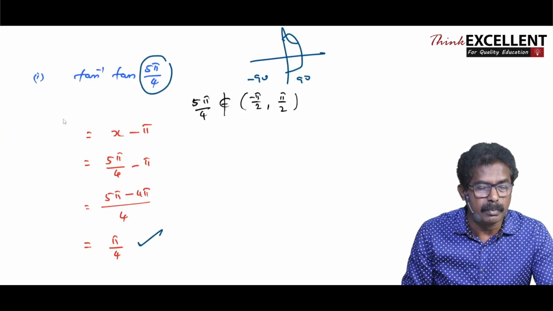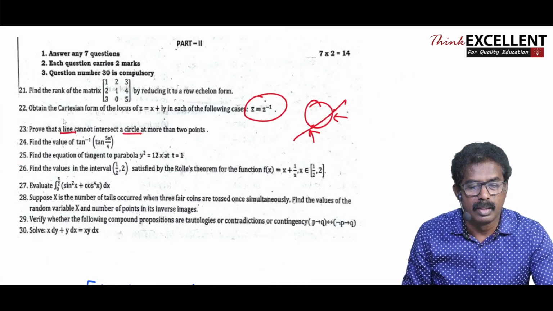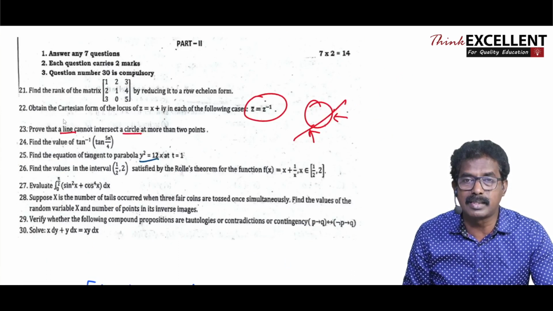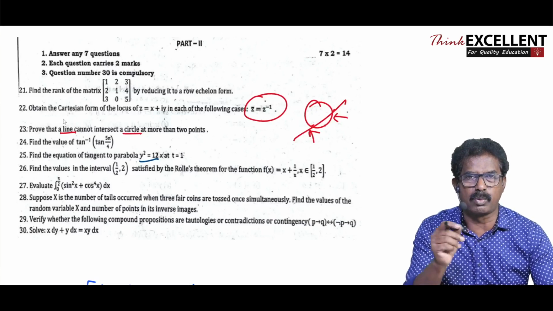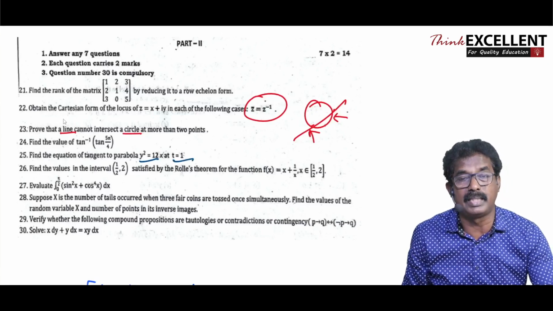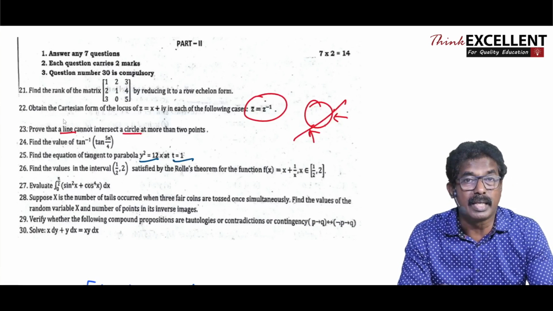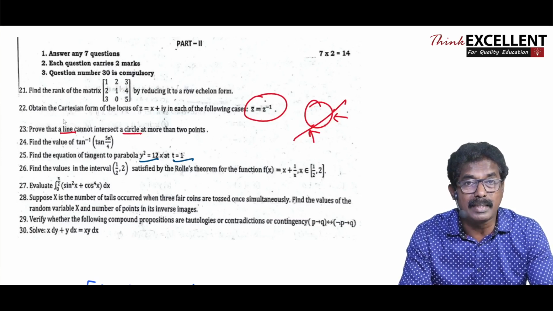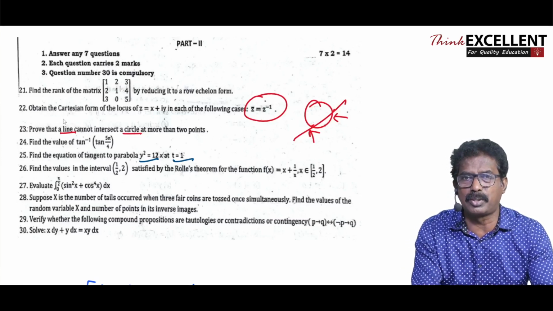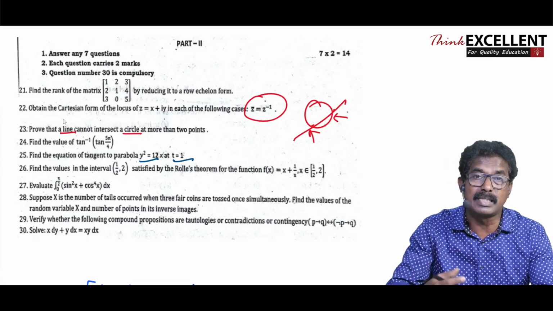Now the next question, number 25. Find the equation of the tangent to the parabola y square equal to 12x. Normally they give a point x1, y1, right? But here a parametric coordinate is given, t equal to 1. So there is one formula you have to study: the equation of the tangent to the parabola at t. Then just substitute the values of t and a, that's all. So try to learn the results as much as possible.